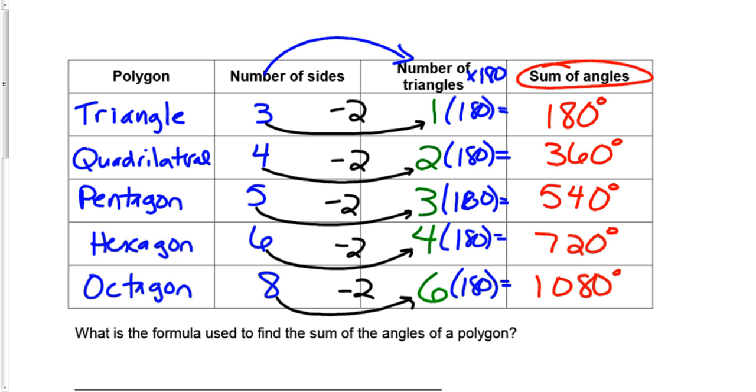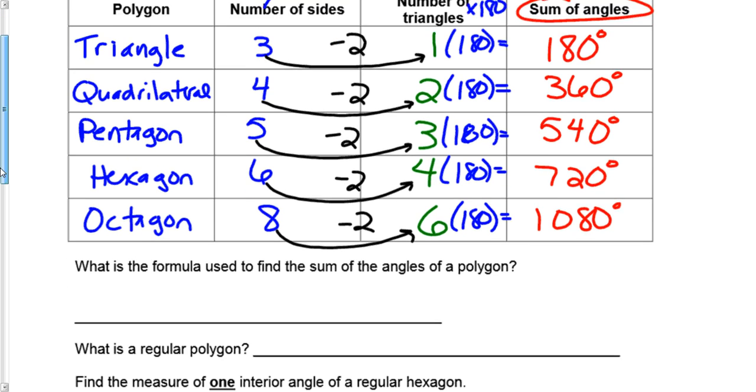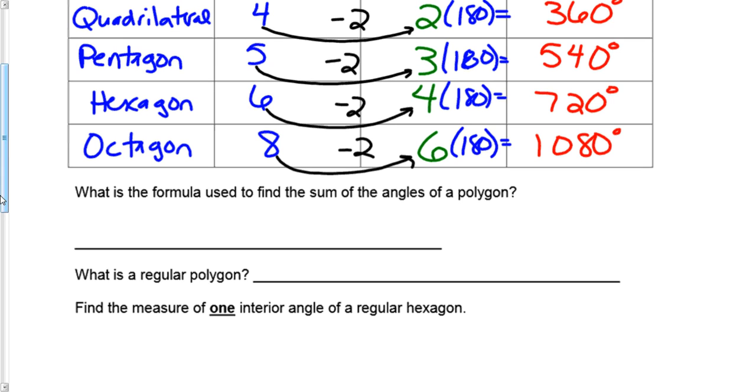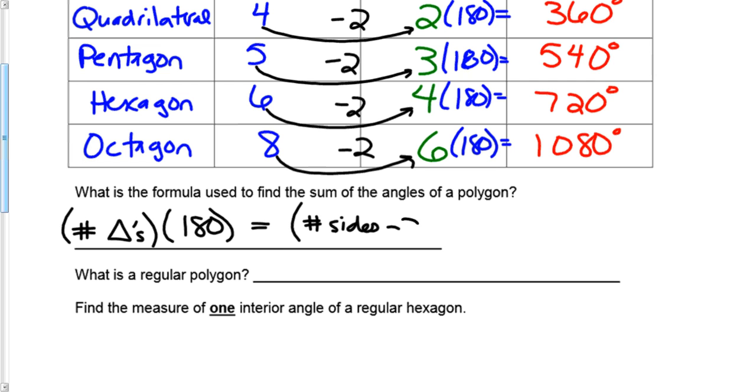So that is what I'm going to do every time, no matter what the shape is. If I know the number of sides, I'm going to take the number of sides, subtract 2, take that number and multiply by 180. So let's write that formula down right here. We first started out with the number of triangles and multiplied that by 180. But if we want to start with the number of sides, I need to take the number of sides, subtract 2 and multiply that by 180, because the number of sides minus 2 gives me the number of triangles.